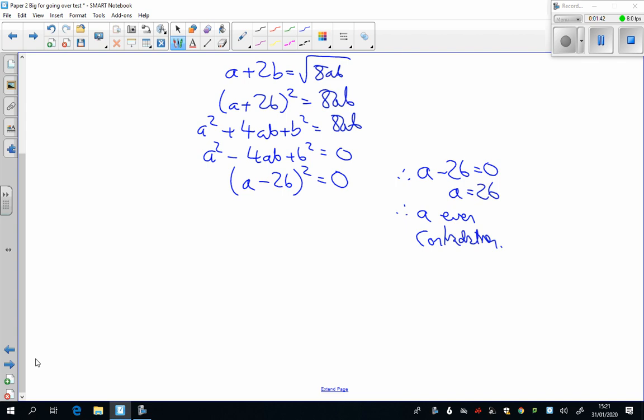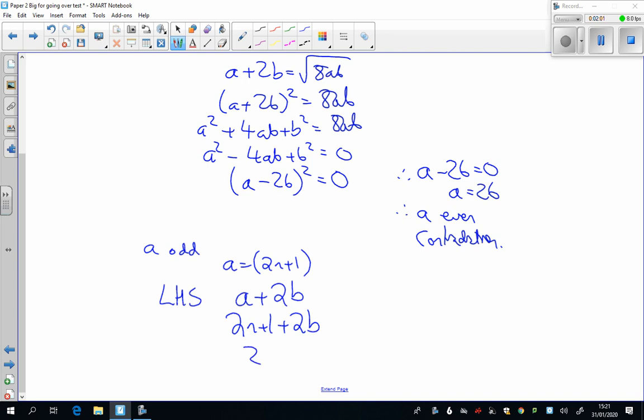One of the alternatives we've seen is that if a is odd, then a equals 2n plus 1, and that would make the left-hand side, a plus 2b, be 2n plus 1 plus 2b, so it would be 2 lots of n plus b, plus 1. So the left-hand side would be odd, because it's an even number plus 1. So it's an odd integer.